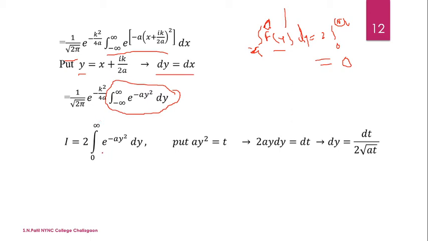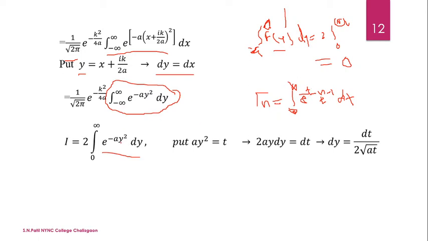Now we use the gamma function result here. So what is the definition of gamma? We know that gamma of n is the integral from 0 to infinity of e raised to minus t, t raised to n minus 1, with respect to t. So we want here e raised to minus t, where whatever the term is here should be a linear term.